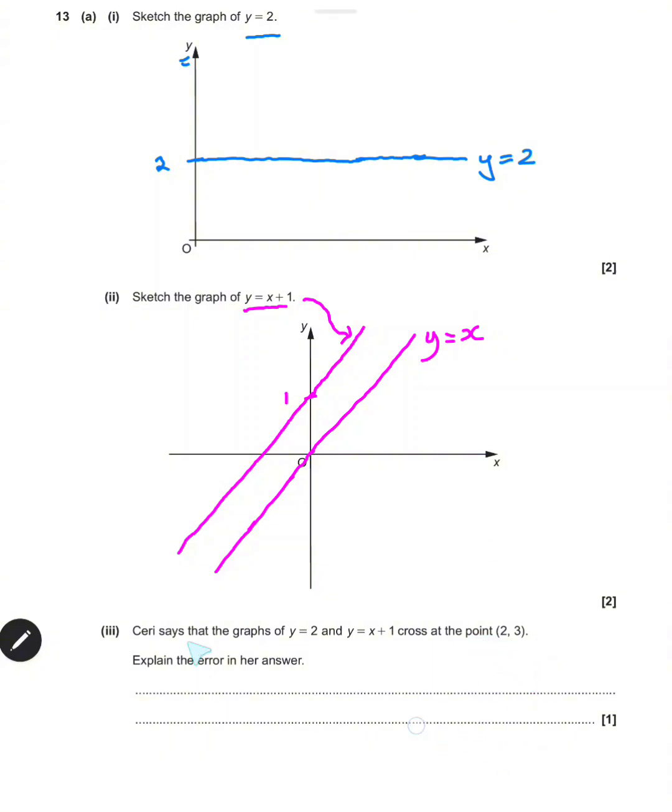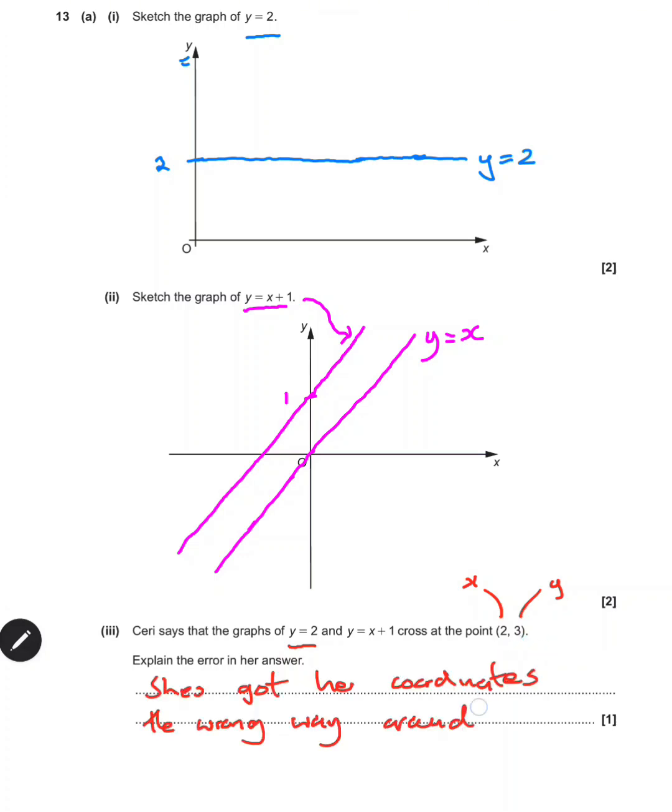And then part 3 of this question, my mate Kerry says the graphs of y equals 2 and y equals x plus 1 crosses at the point 2, 3. If we look at this point here, y equals 2, this is an x, and this is a y. Whenever you've got coordinates, you've always got an x and a y coordinate, and y is not 2. So I'm thinking she's got her coordinates written the wrong way around.